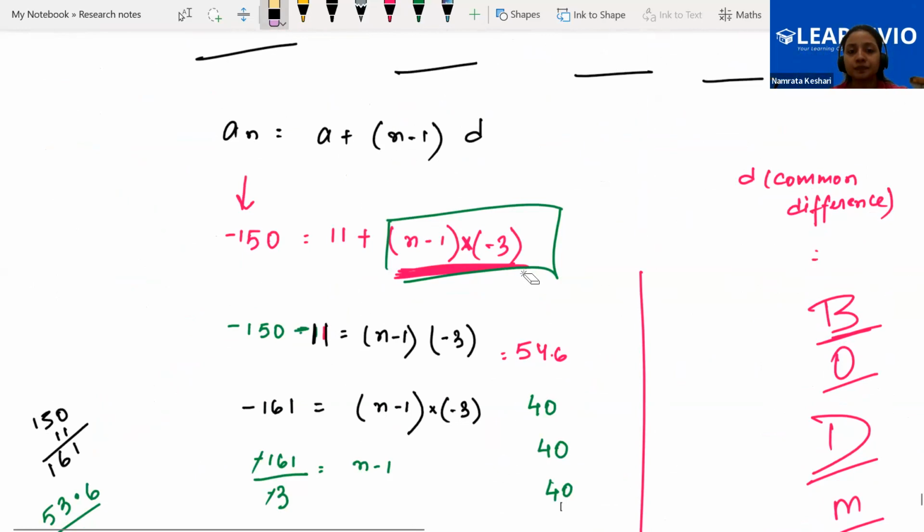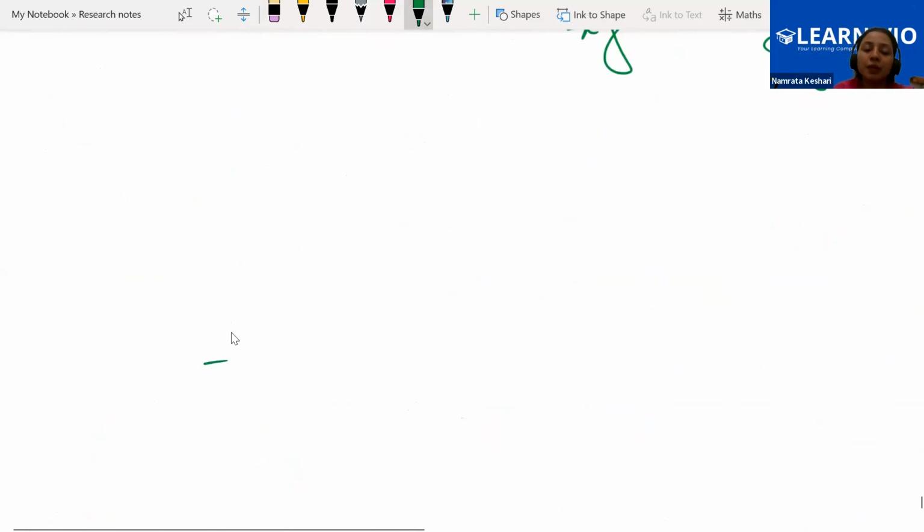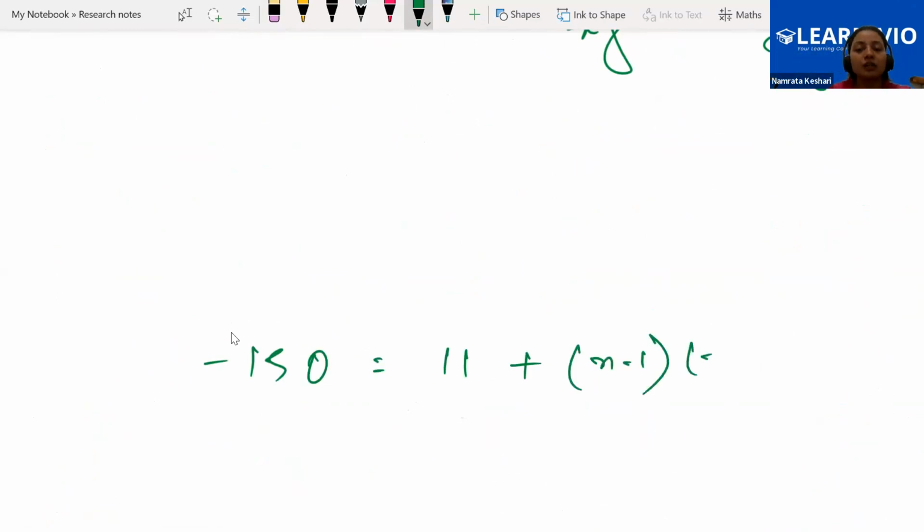Okay, ma'am. What you can do, as I was telling you, let me write it over here. Minus 150 you are having, this side 11 you are having, then n minus 1 is there, then minus 3 is there. What you can do, you can multiply this minus 3 by using the distributive property.